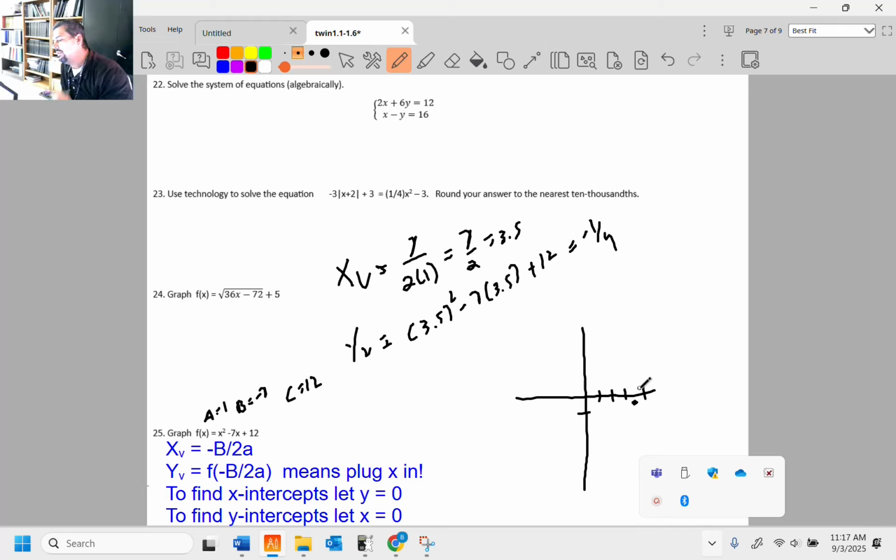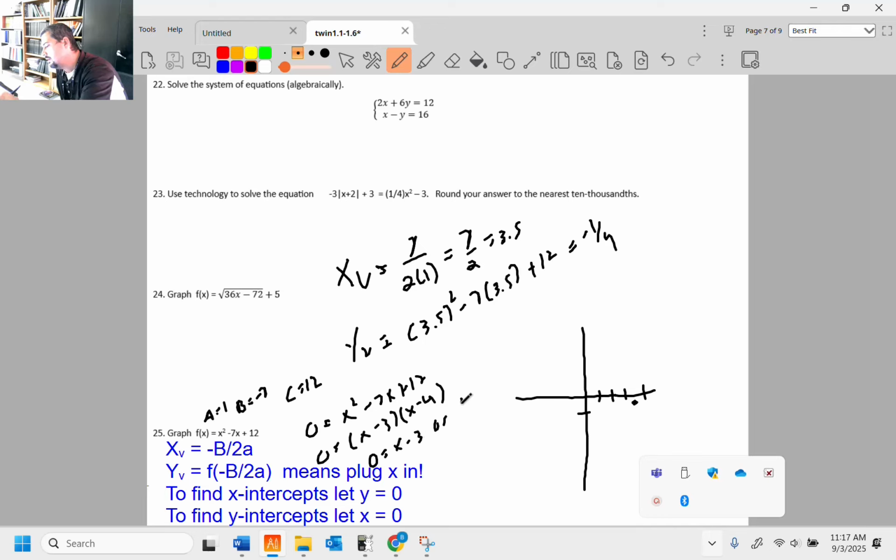If I want the x-intercepts, I let y be 0. So 0 equals x squared minus 7x plus 12, which by God factors. Factors is x minus 3 times x minus 4. I use what's called the ZPP, 0 equals x minus 3 or 0 equals x minus 4. So x is 3 or x equals 4. And this is honestly enough to draw the graph.